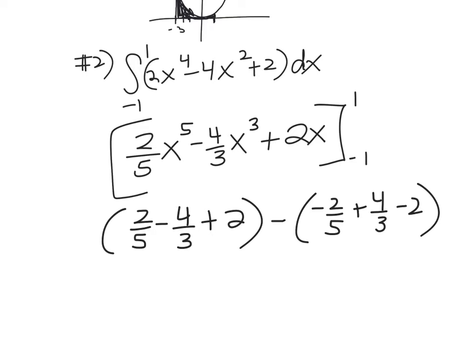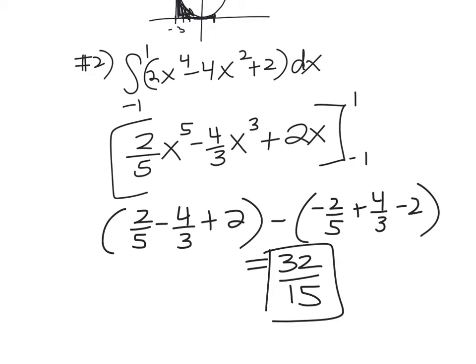What'd you get? 32 over 15? You got 4? Let's see. 2/5 minus 4/3 plus 2 minus negative 2/5 plus 4/3 minus 2. I got 2.1333333. Yeah, 32 over 15. It came in as an improper fraction. That's fine. That's beautiful. Look how pretty that is.